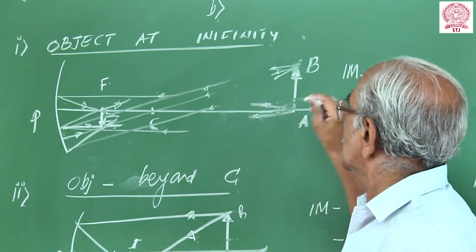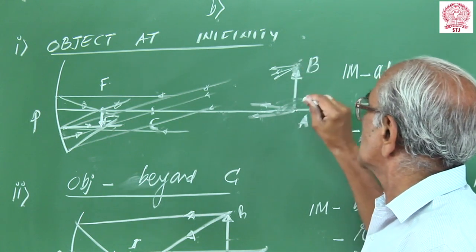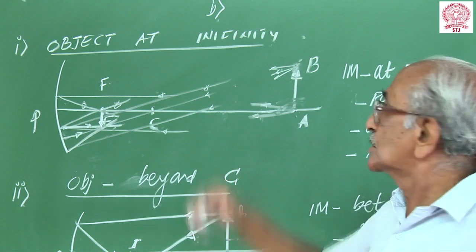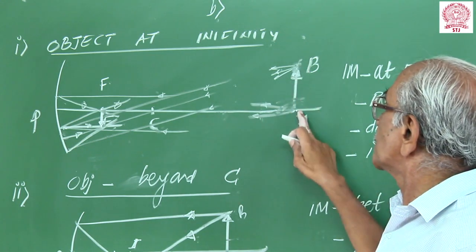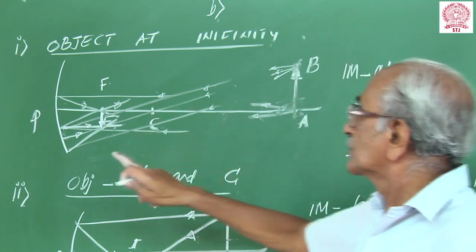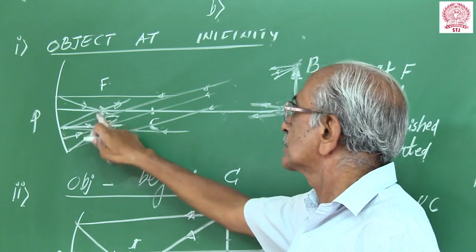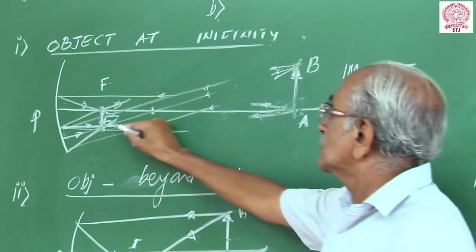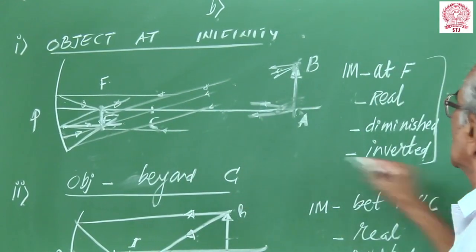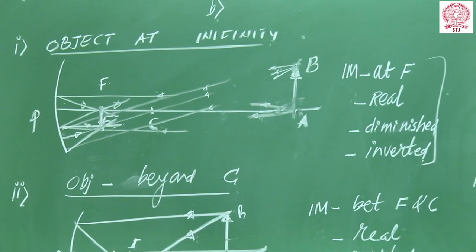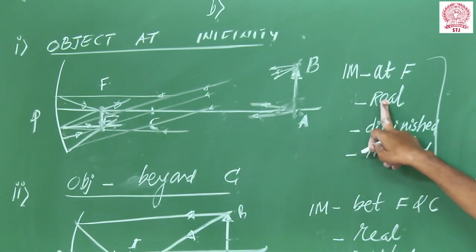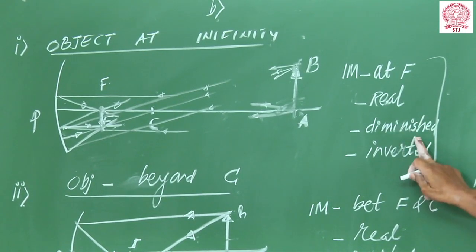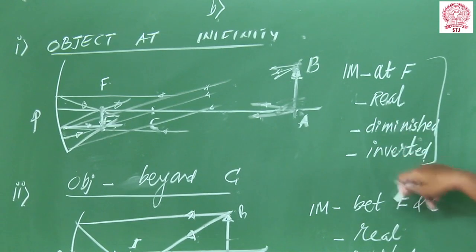And therefore, we have taken two rays, from the lowest point and the topmost point. What is true for this point and this point is true for all the points. Therefore, we simply draw the perpendicular from F, the foot, to the top. So this gives the image at F. And it is real, which means you can get it on the screen.